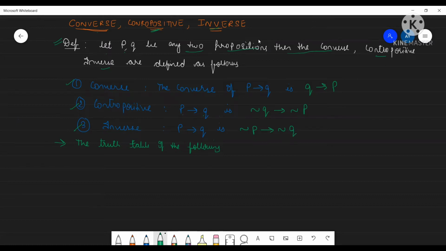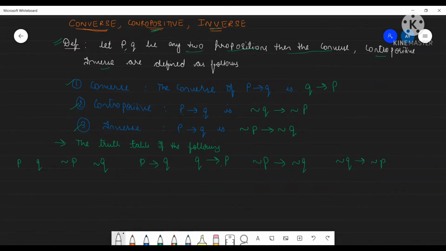And we'll quickly look into the truth table of these: converse, contrapositive, and inverse. So let us make a truth table. The columns are P, Q, P implies Q, and then Q implies P, which is the converse. Then contrapositive, that is negation P implies negation Q, and then negation Q implies negation P. Do one thing, make negation P, negation Q columns also, and then make P and Q columns.